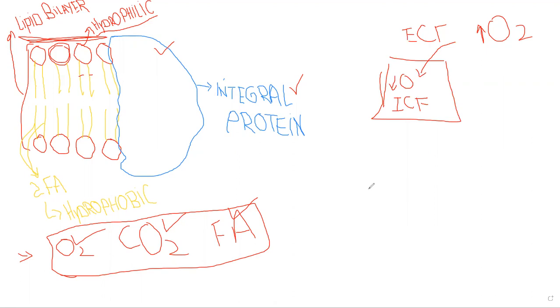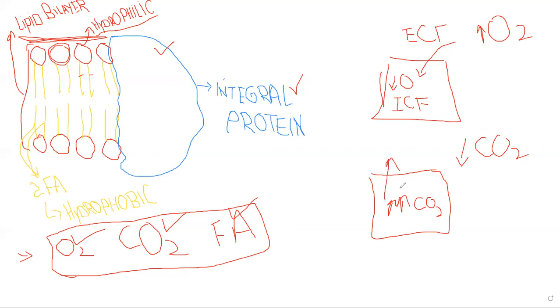Let's take another example, the transport of CO2 through simple diffusion. CO2 is more concentrated in the intracellular fluid and less in the extracellular fluid. So there is a concentration difference, and CO2 can be transported from inside to outside the cell. These are a few examples I can explain for simple diffusion.